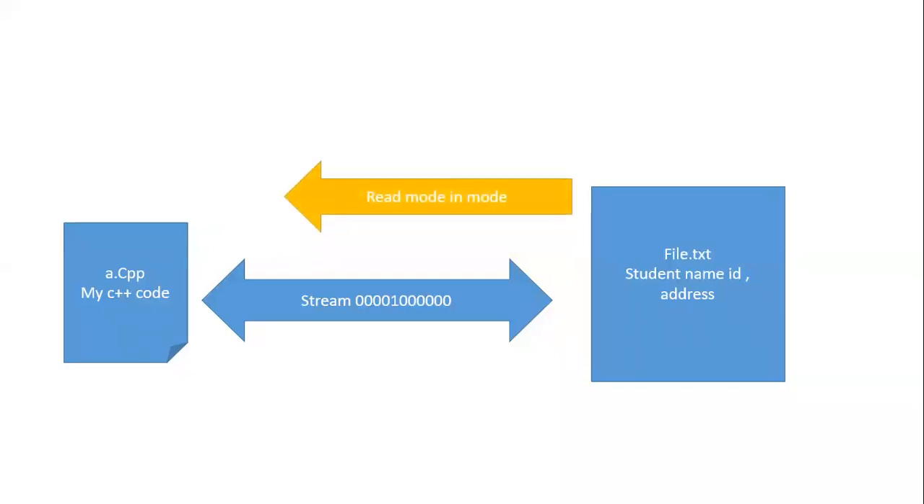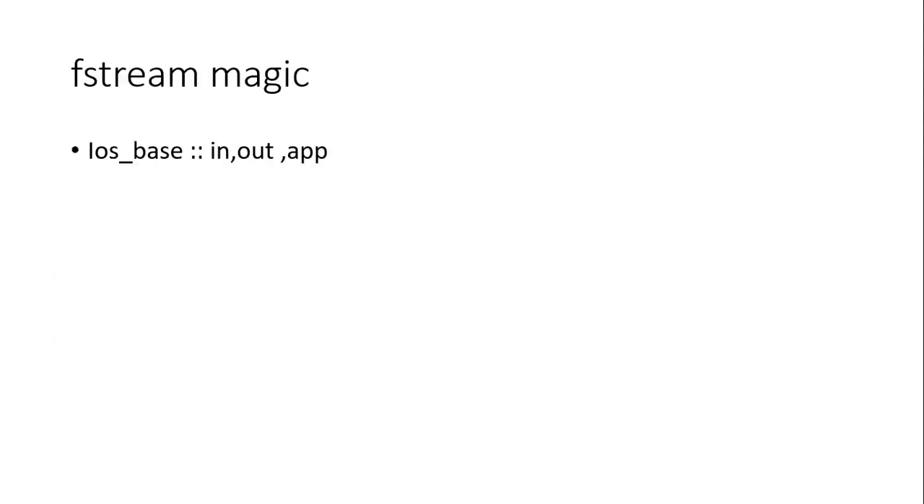If we want to read the file, then the file will be opened in the read mode, or in mode. And if you want to store something in a stream in the file, then you will use the out mode or write mode for storing your data into a file. So this is a basic mechanism. Fstream is a class that we will use for reading, writing, or appending, or any purpose.